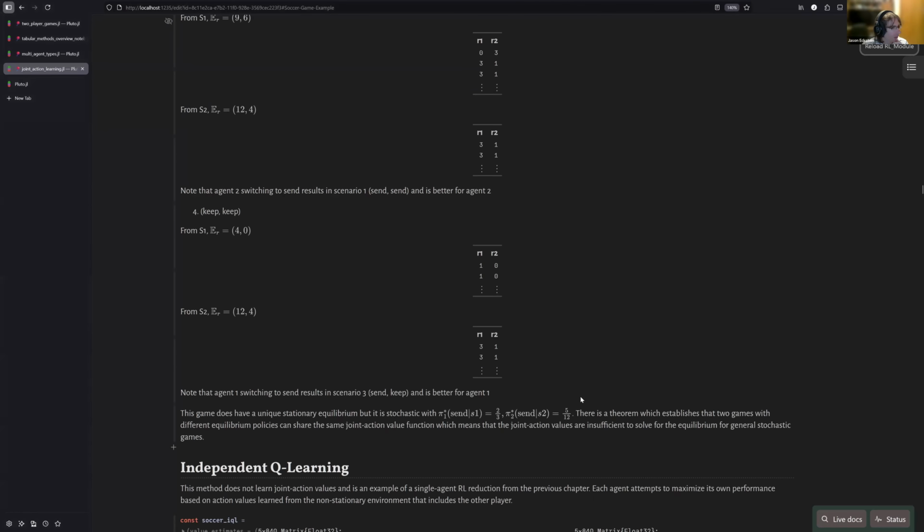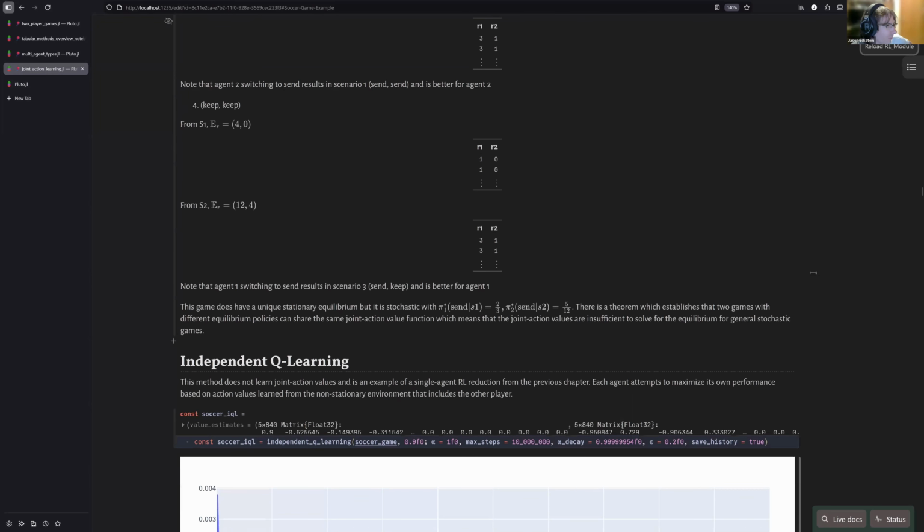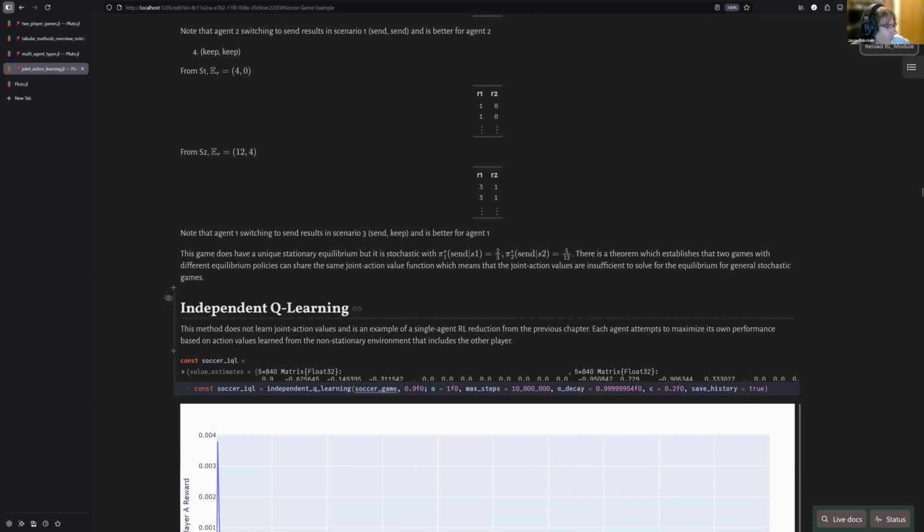Okay, so if you recall, in the last chapter, we looked at algorithms that didn't use game theory concepts. One of them was independent Q learning. This was where we just took the agents, gave each agent its own Q function, and asked it to act as if it was an agent learning in an environment, without accounting for the behavior of the other agent. So it just samples from the environment, and it treats the other agents as part of the environment.